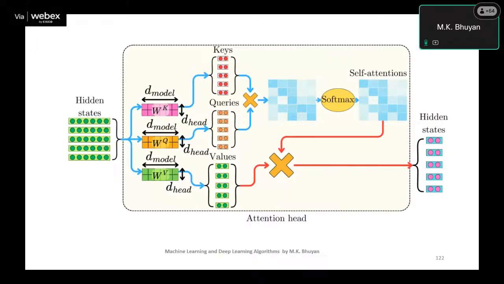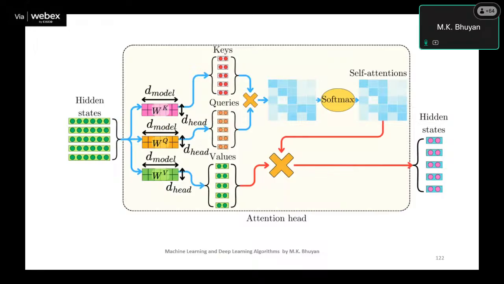Okay, so again we have the states, and we have the matrices WK, WQ, and WV, and we are determining the key, query, and values. After this, we are taking the dot product between the key and the query. After applying the softmax activation function, we get the self attention, and it is multiplied with the values, and we are getting the hidden states. That is actually the contextual vector we are getting.